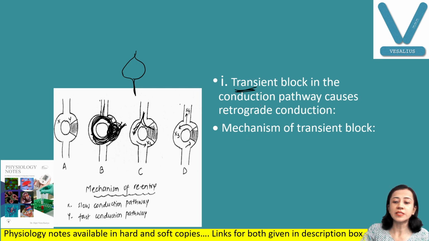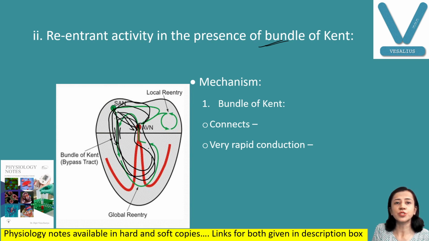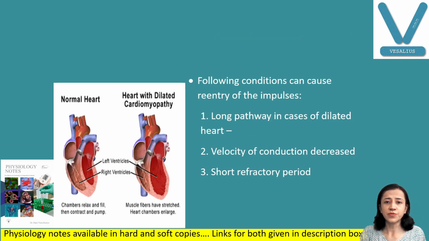Second one, as we have discussed, is re-entry because of an abnormal circuit, bundle of Kent. Normally impulses pass from SA node to AV node through internodal tracts, but if there is some other bundle, this is the bundle of Kent, these impulses pass from SA node through the bundle of Kent to the ventricle, and when they reach the AV node, this AV node is not in the refractory period. So now this impulse excites the AV node, and again they go back in this abnormal pathway. So this is also the mechanism for re-entry.